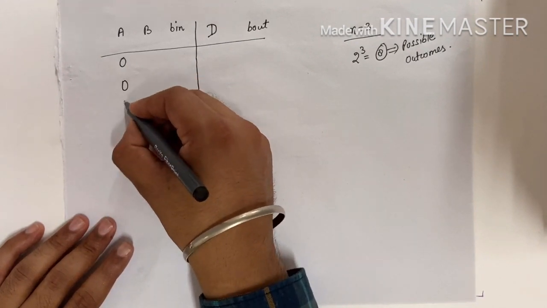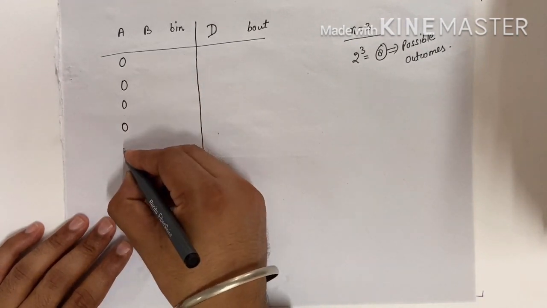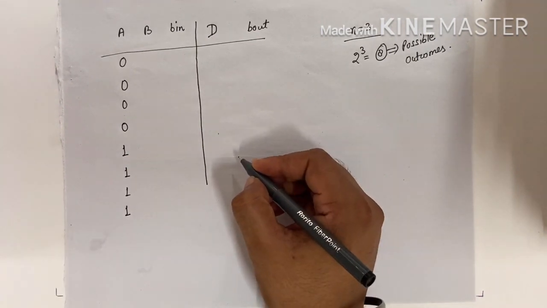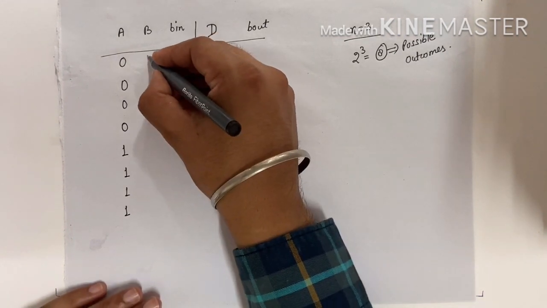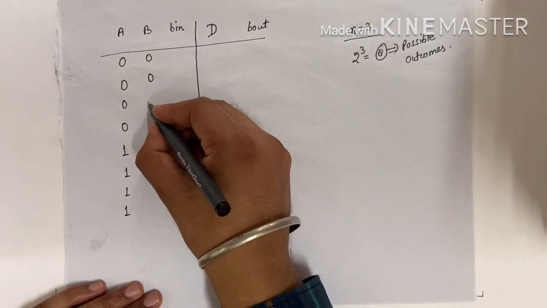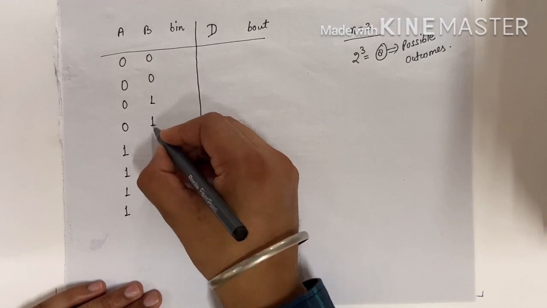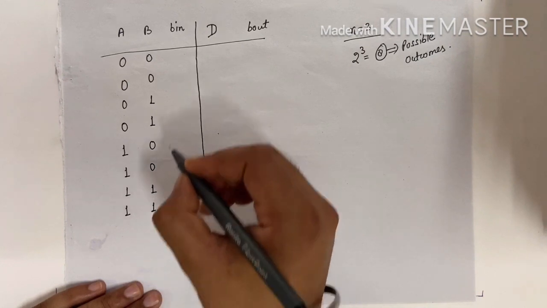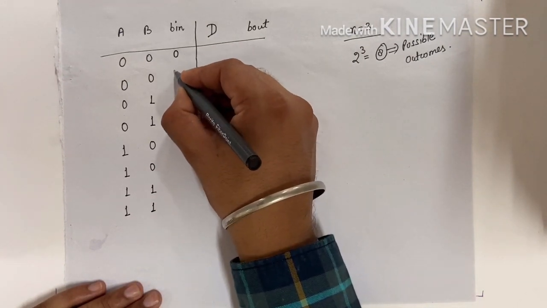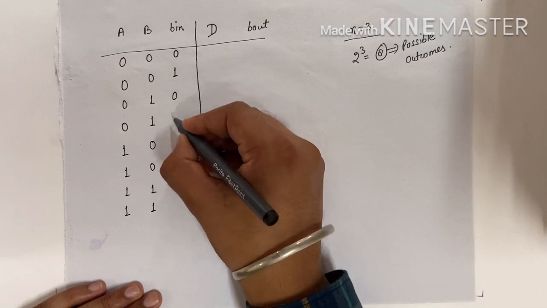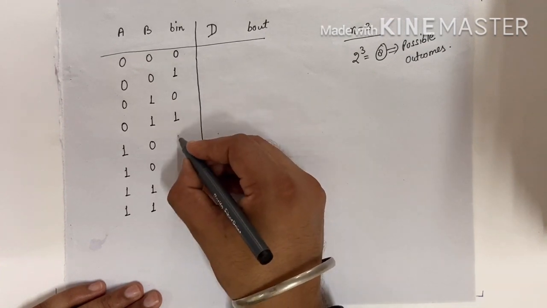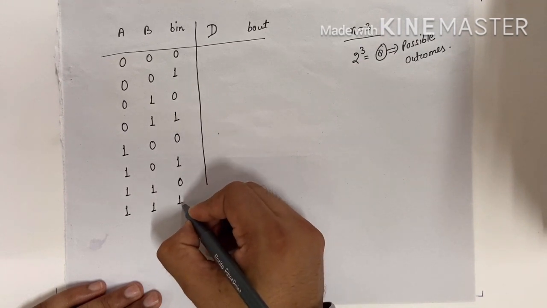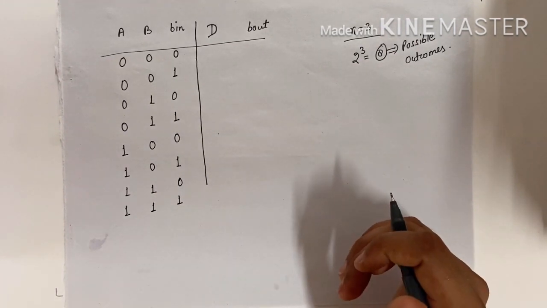Firstly we write 4 zeros simultaneously, then 4 ones simultaneously. Then 2 zeros, then 2 ones, then 2 zeros, then 2 ones. Then 0 1 0 1, alternating. Now we have to write the difference and B output.